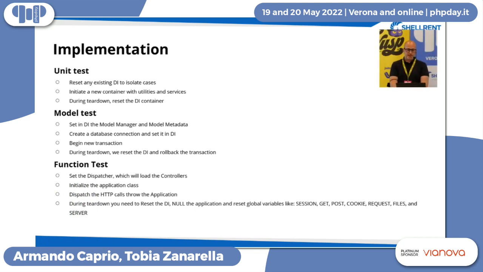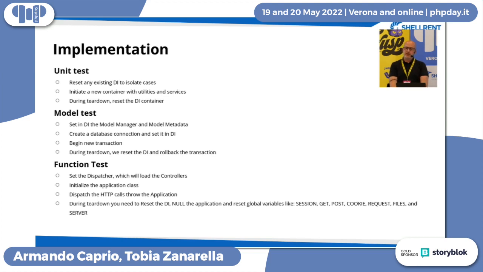The last one is the functional test, which is the heaviest type of test and needs to instantiate the whole application. On setup, we set up the dispatcher, which loads the controllers when we dispatch a URL. We set the Phalcon escaper, which is a fundamental component for URLs in our framework. And finally, we initialize the web application, which will handle the dispatch of an HTTP request through a URL.